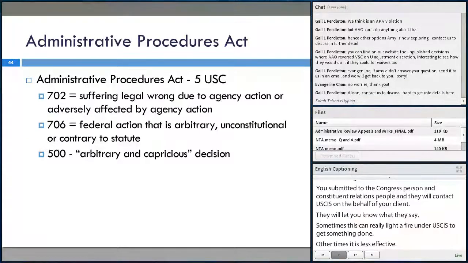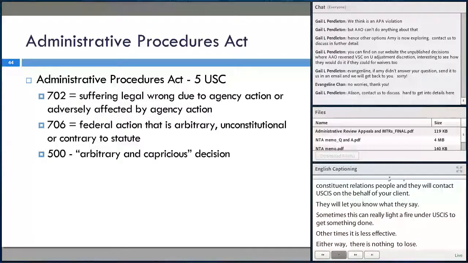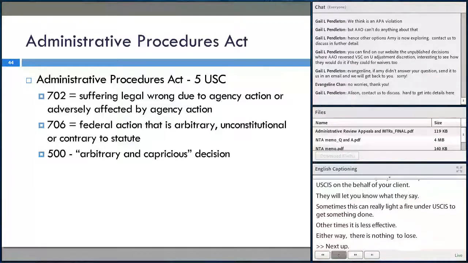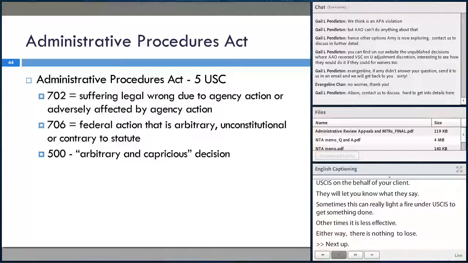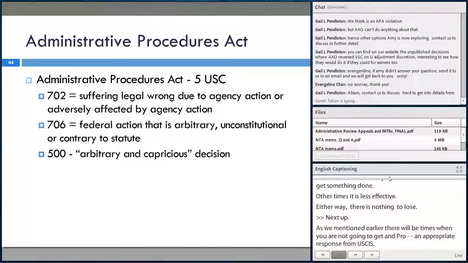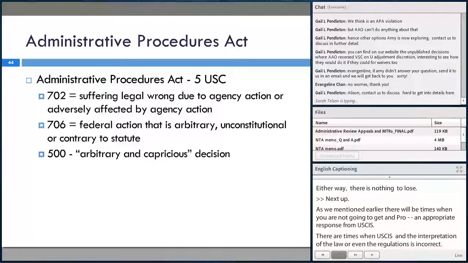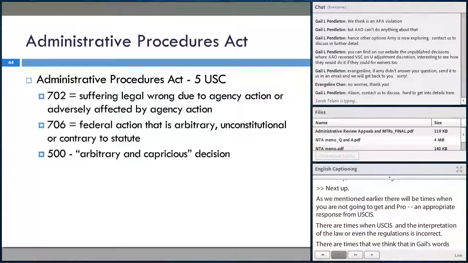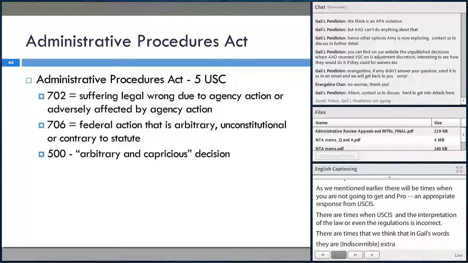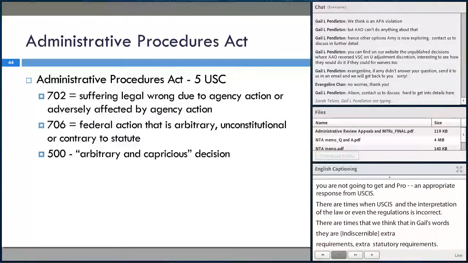All right, next up. As we mentioned earlier, there are going to be times when you're just not going to get an appropriate response from USCIS. There are times when we think that USCIS's interpretation of the law or even the regulations is incorrect. There are times that we think that they're, in Gail's words, glomming on extra requirements, extra statutory requirements. And so it can be difficult to convince USCIS that they are interpreting the law incorrectly. And so sometimes you need to go outside the USCIS system.